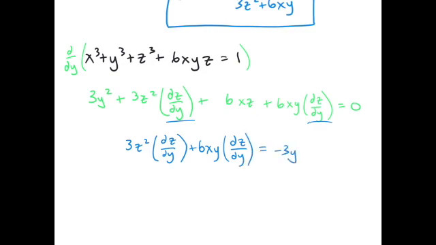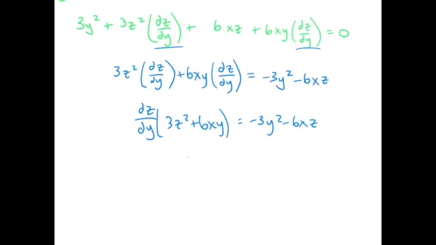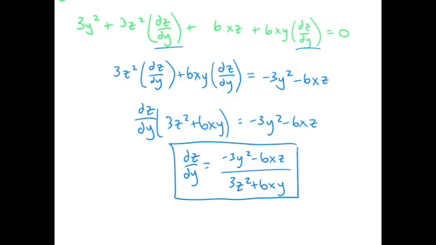Okay, so then we'll factor out the dz dy, and then we'll leave everything on the right side. And our last step would be to solve for dz dy. And again, we could simplify that, but let's go ahead and just leave that partial derivative of z with respect to y.